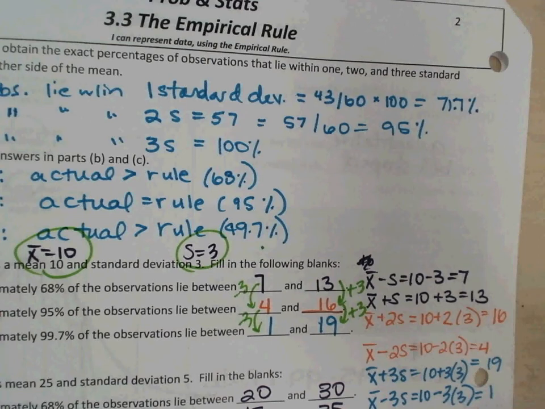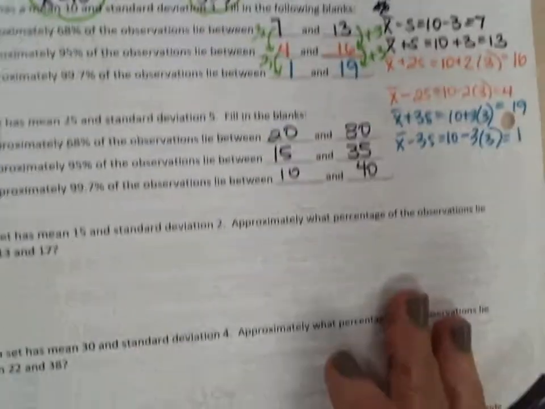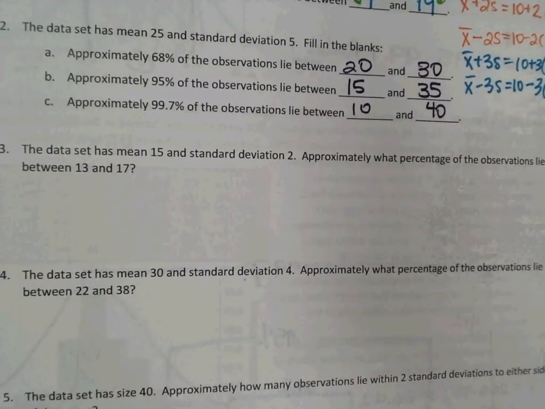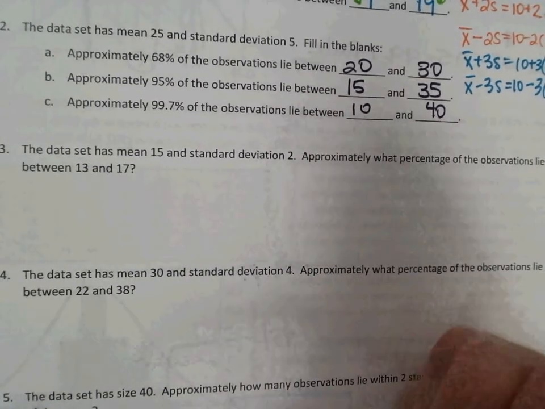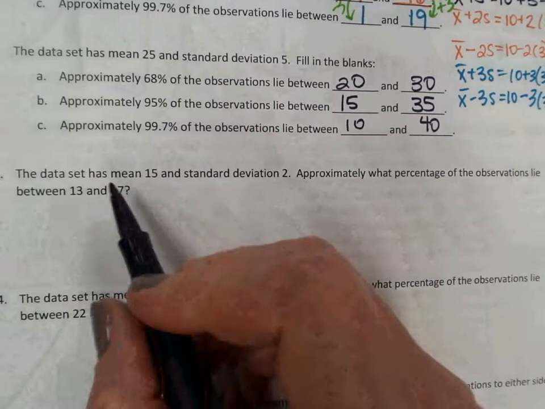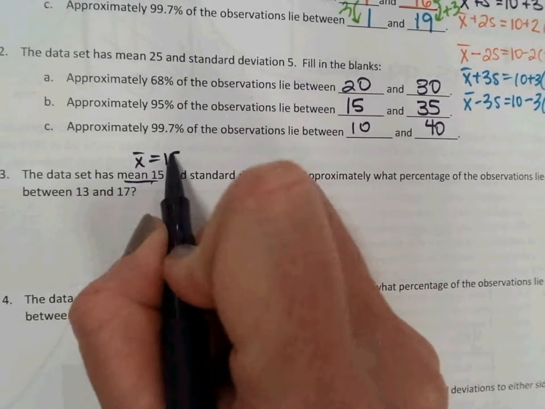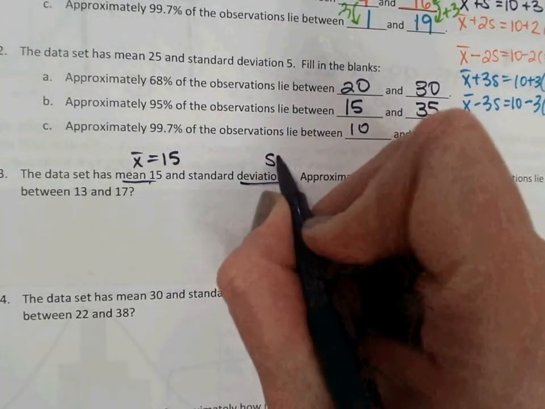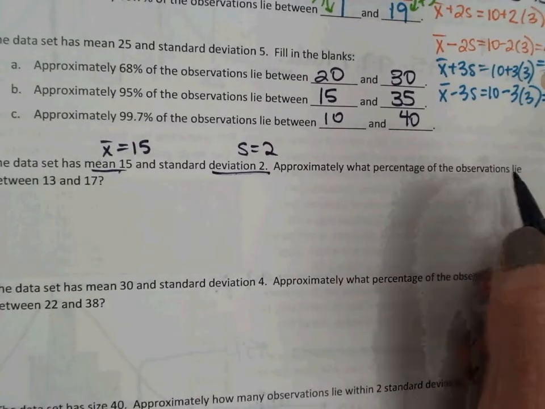This is notes 3.3, the empirical rule, and I'll be finishing off part 3 of the notes, these last several practice questions dealing with the empirical rule. Question number 3 says the data set has a mean of 15, so we'll label that x bar equals 15, and the standard deviation is just 2. It asks approximately what percentage of the observations lie between 13 and 17.